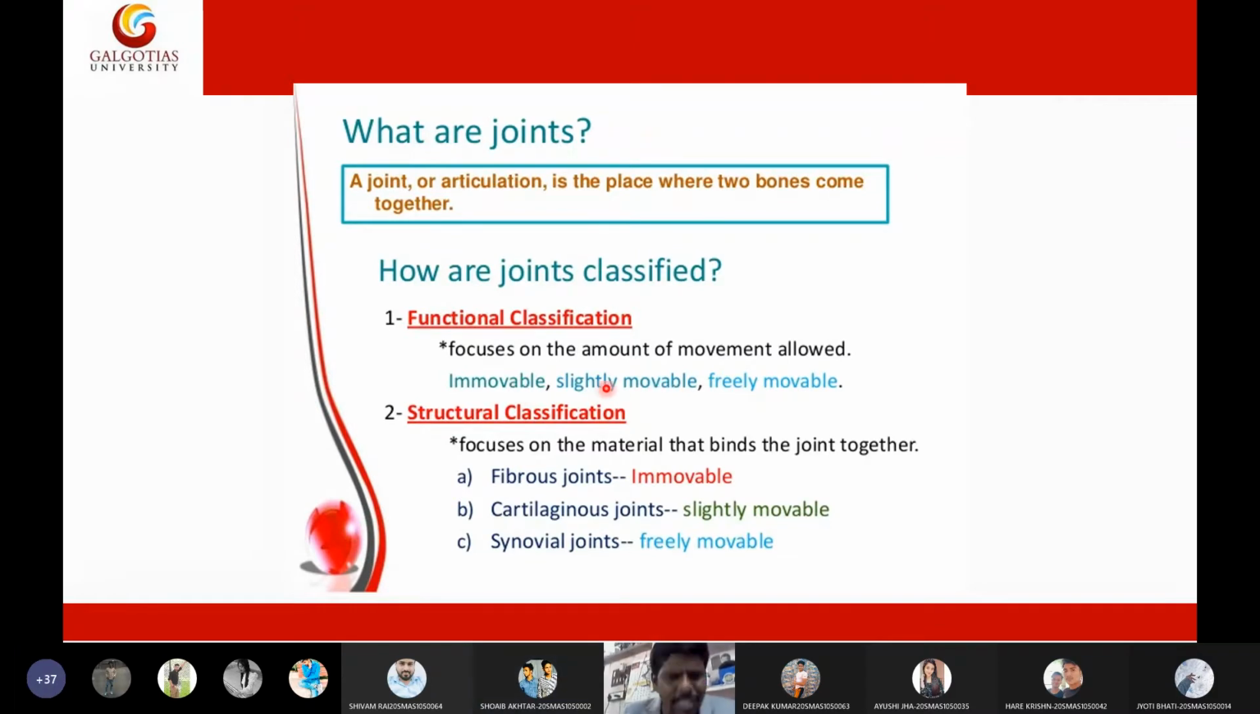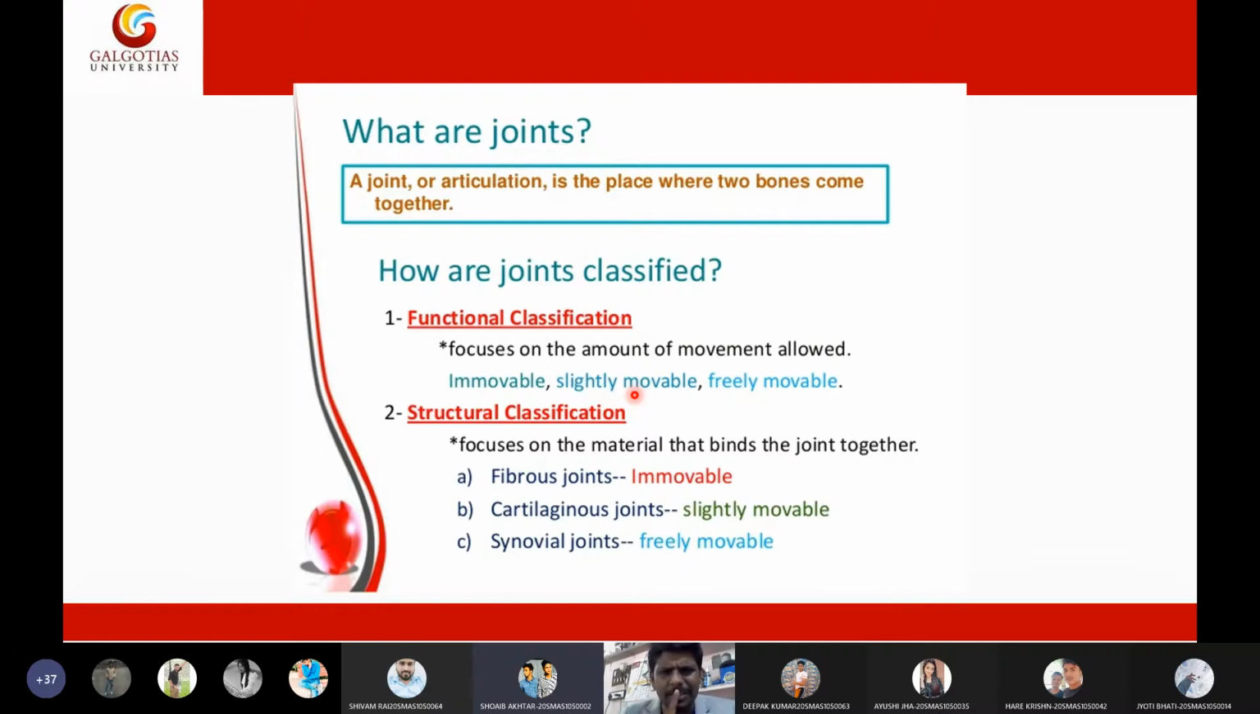Then what is this slightly movable joint, students? Can you give me examples of slightly movable joints in the human body? Do we have such joints? If we have, where do we have slightly movable joints? Do you have any idea? Ribs. Very good. Ribs is the best example. One student said ribs, a slightly movable joint. Any other one?